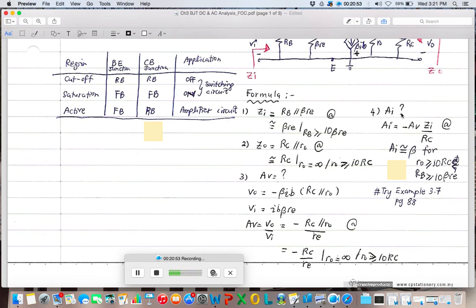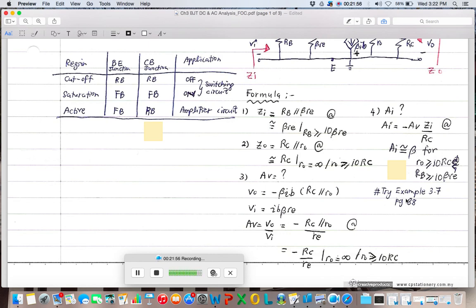The fourth formula is AI. Okay, just now I said to you that AI has a complicated formula. What I write down here is the one that has been simplified. Okay, so in fixed bias circuit, the AI is approximate or close to beta. This only happens if the R0 is greater than 10 RC and the RB is greater than 10 beta RE. Otherwise, you only have to memorize the first one, okay, the first formula here. AI equals minus AV times ZI over RC.